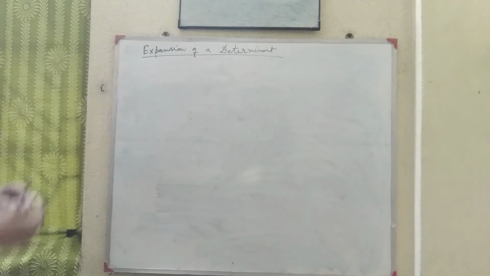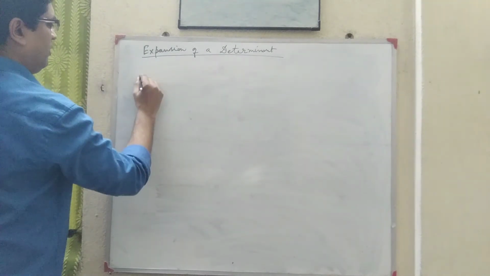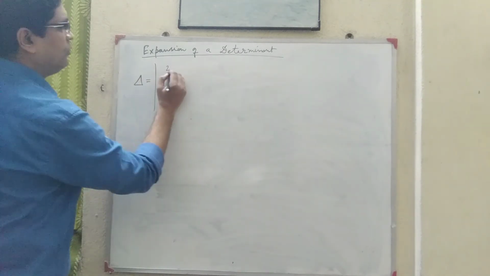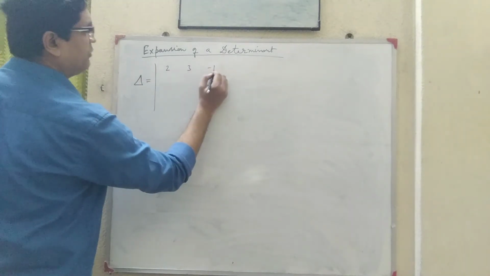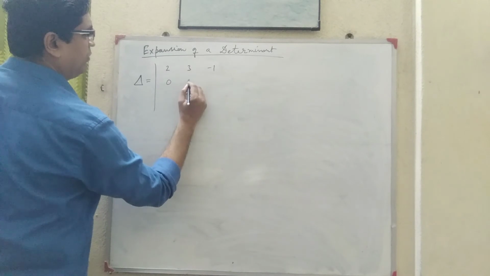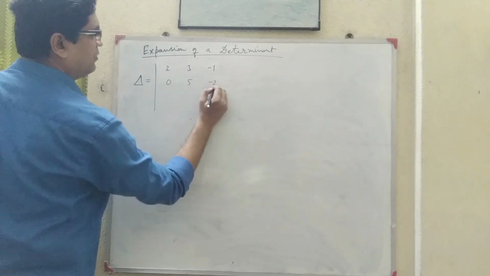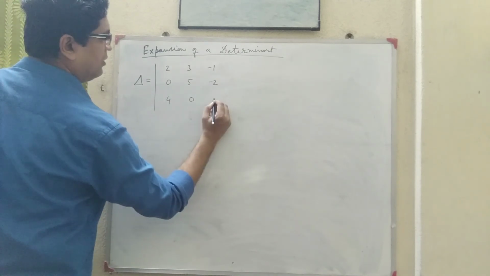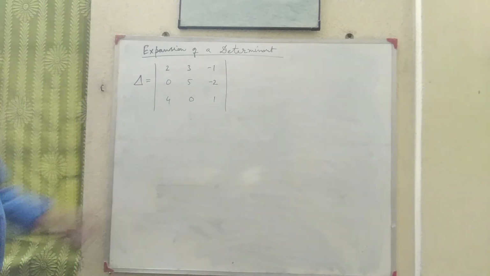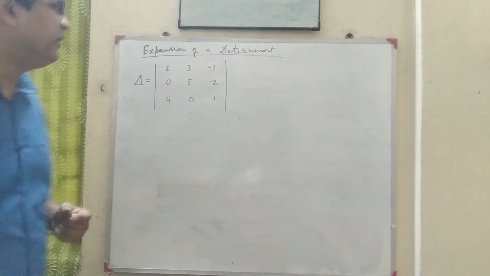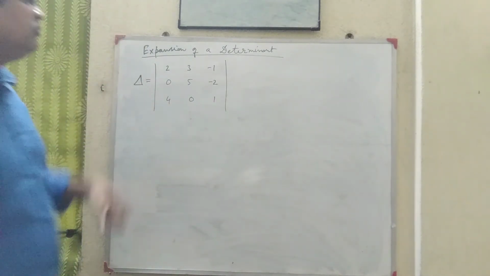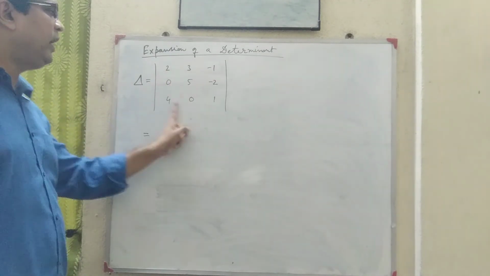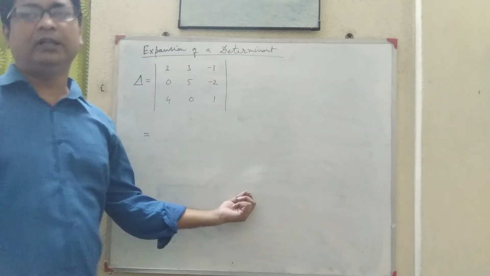Suppose we consider a determinant delta equal to a third order determinant: 2, 3, minus 1, 0, 5, minus 2, 4, 0, 1. Now how to expand? We can expand by any row or any column. We will always get the same answer.